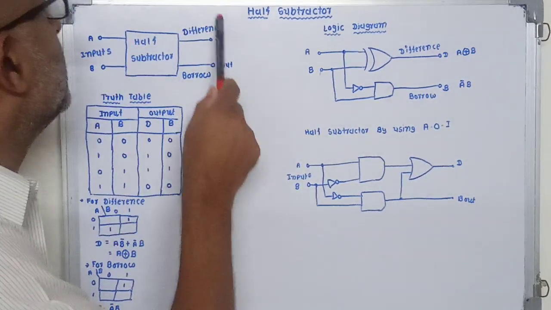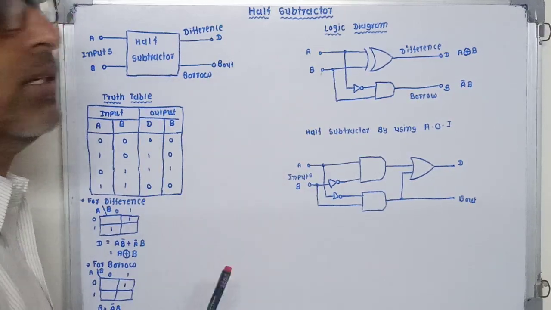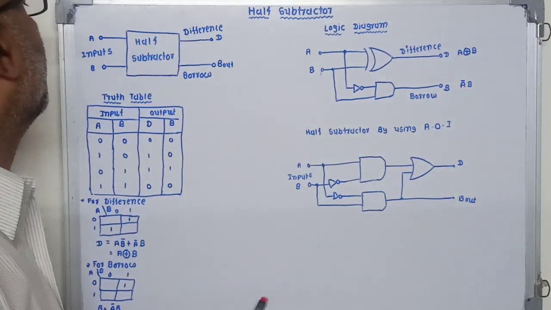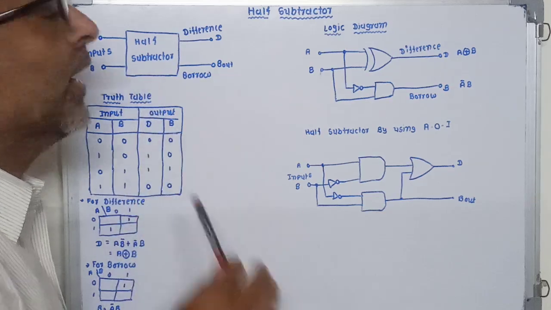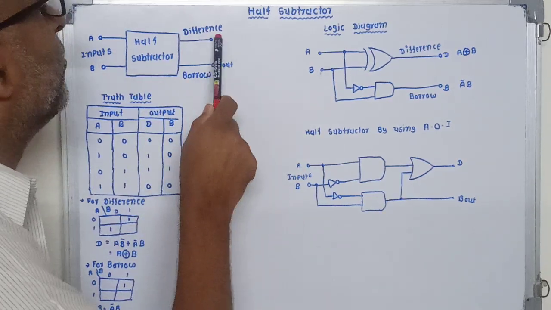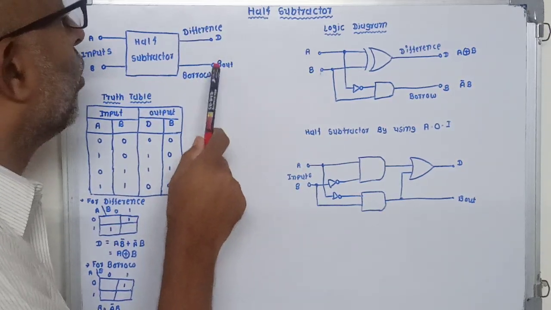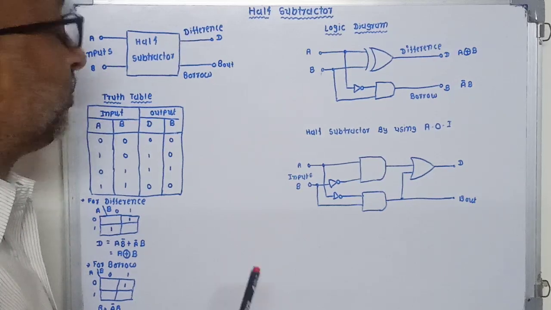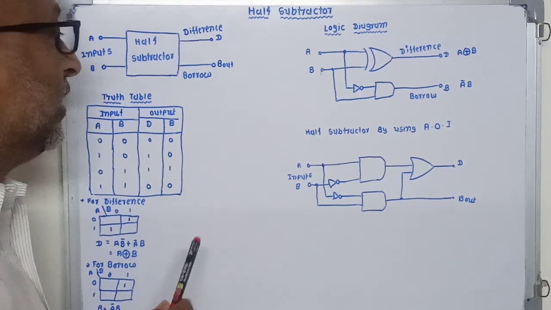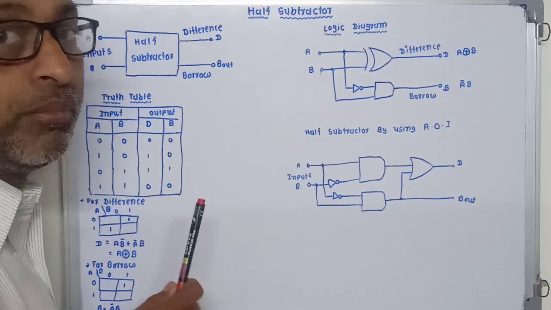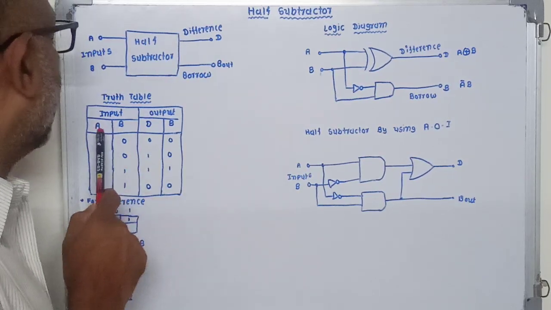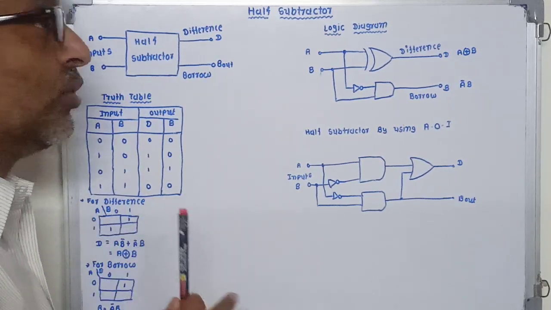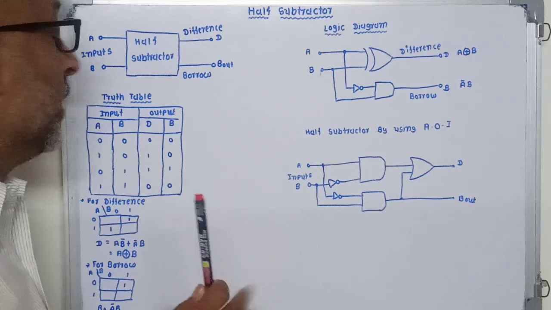Now this is the basic block diagram of the half subtractor circuit. It has two inputs, A and B, and two outputs, difference D and another, borrow B out. Now let me see the truth table of this half subtractor circuit. It has two inputs, A and B, so there are four possibilities of the inputs.